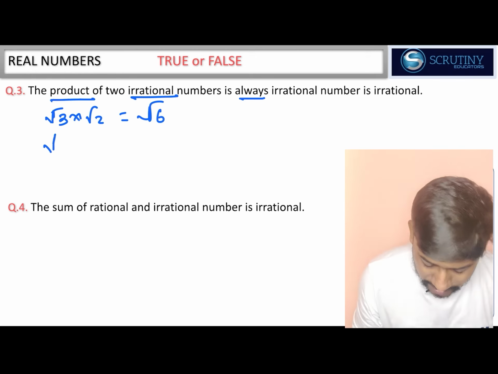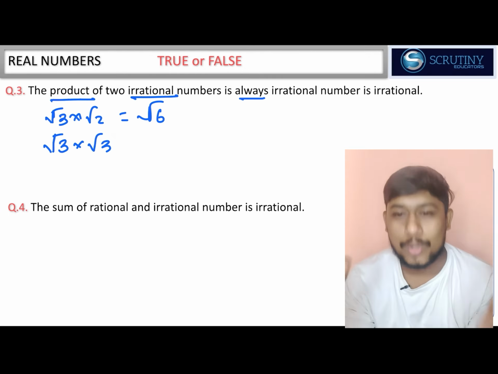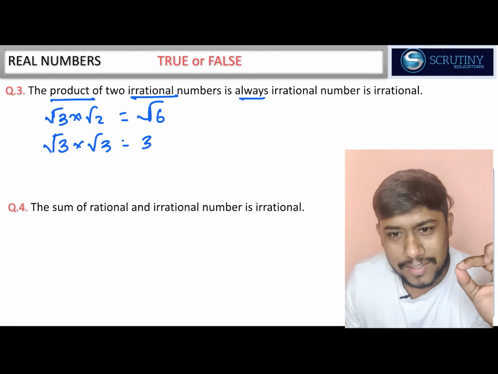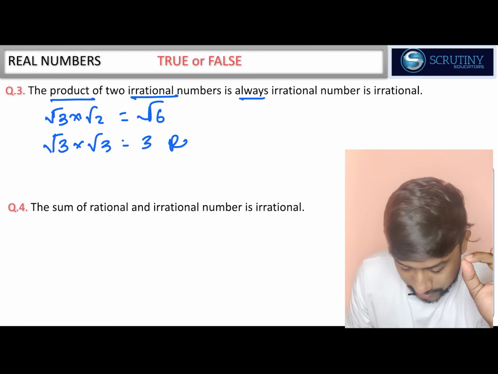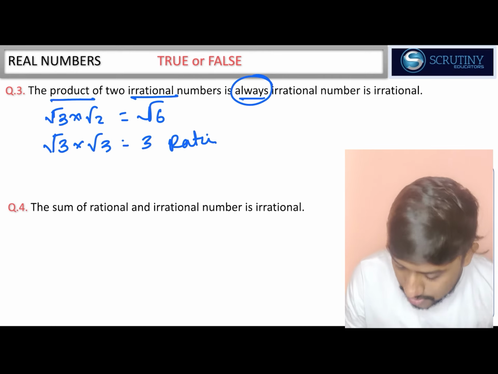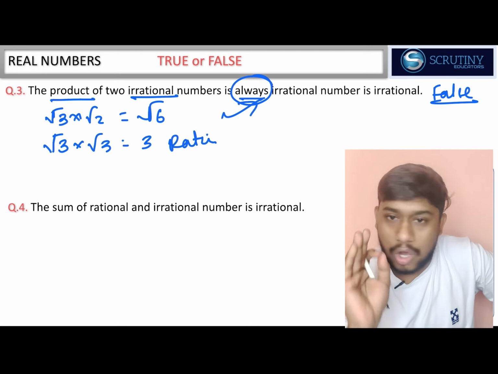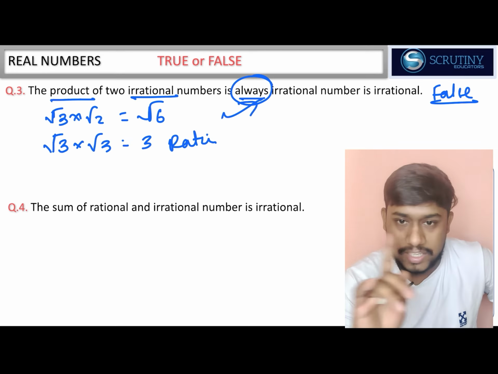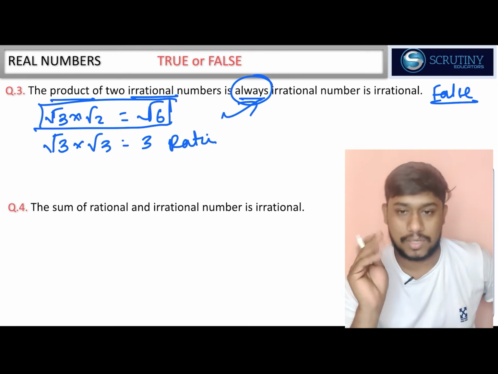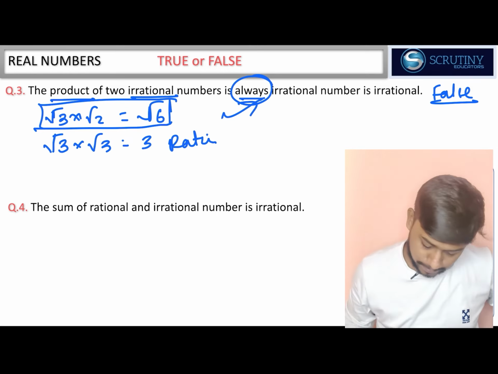What if I take two same numbers? Root 3 times root 3 will give you 3. Is it irrational? No, it is rational. So if they are saying always, sorry guys, it is false because they said always. So the product of irrational numbers is not always irrational; sometimes it is irrational. Got it? So when you are in the exam, focus on the words.